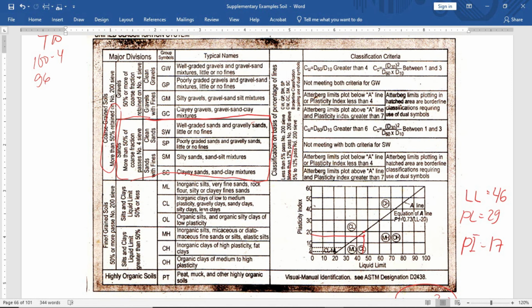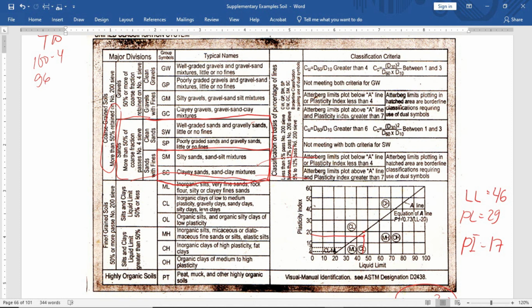And so, consider natin tong GM, GC, tapos SM or SC. Pero dahil dito lang tayo titingin, yung dalawa lang, SM or SC. Diyan tayo sa dalawa titingin. So, ito yung condition nila: Atterberg limit plot below A line or plasticity index, or Atterberg limit plot above A line and plasticity index is greater than 7.